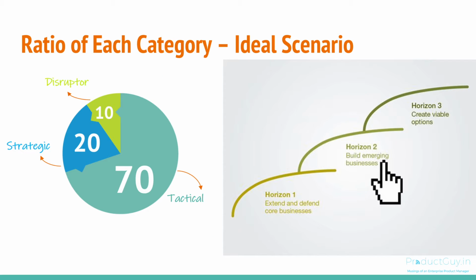The general rule of thumb that I follow for splitting the roadmap across the three categories is 70, 20, and 10. 70% of your product roadmap should be filled with tactical items, 20% with strategic items, and 10% with disruptor items. Nevertheless, this is not a hard and fast rule. The ratio will further depend upon the positioning of the current product in the adoption life cycle.